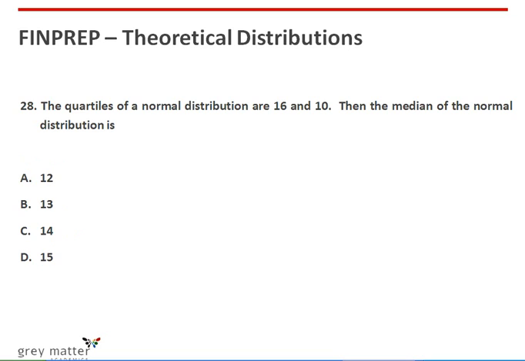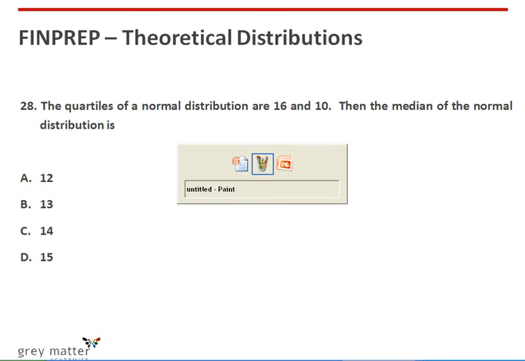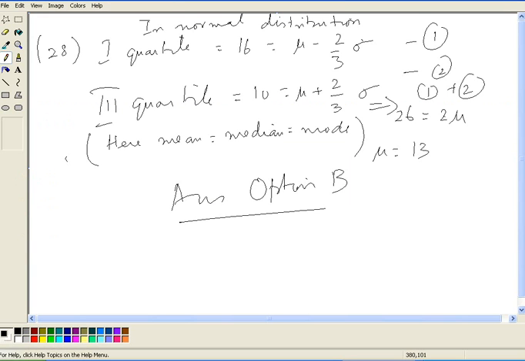28th problem, the quartiles of a normal distribution are 16 and 10. Then the median of the normal distribution needs to be computed. When we go back to our work area, in normal distribution, first quartile is given to be 16, which is mu minus 2 by 3 sigma. Third quartile is given to be 10, which is also equal to mu plus 2 by 3 sigma. Now adding these first and second equation, we get 26 equal to 2 mu, or mu, mean is 13.